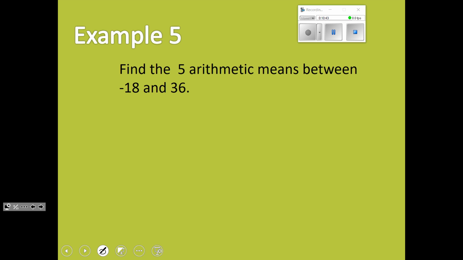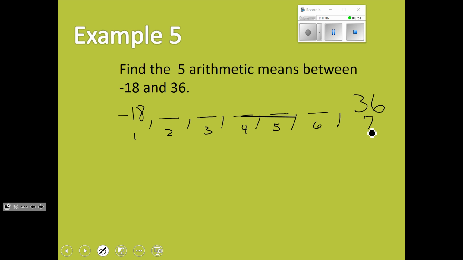Okay. So I want to find the 5 arithmetic means between negative 18 and 36. So 1, 2, 3, 4, 5. And then 36. So this is your first term, second term, third term, fourth term, fifth term, sixth term, seventh term. Okay, so let's use our a sub n formula.